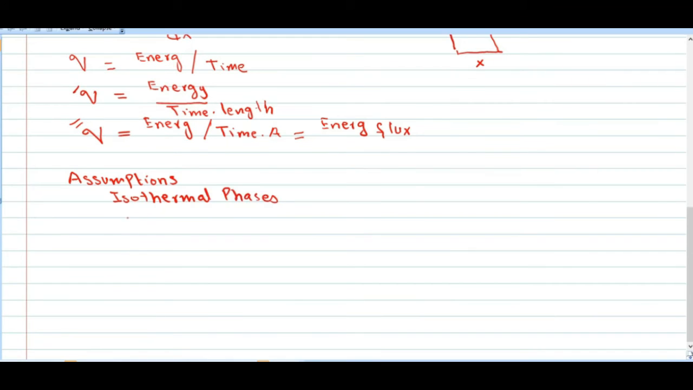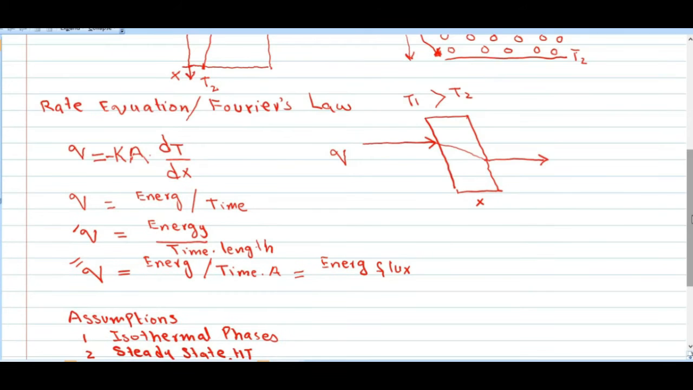The second assumption of Fourier's law is that there should be steady state heat transfer. The third assumption is that there should be unidirectional or one-dimensional heat transfer. In this example, we have seen that heat transfer occurs only in the x direction. We have neglected the y and z directions of heat transfer. This is the assumption of Fourier's law. Another assumption of Fourier's law is that there should be a constant temperature gradient.